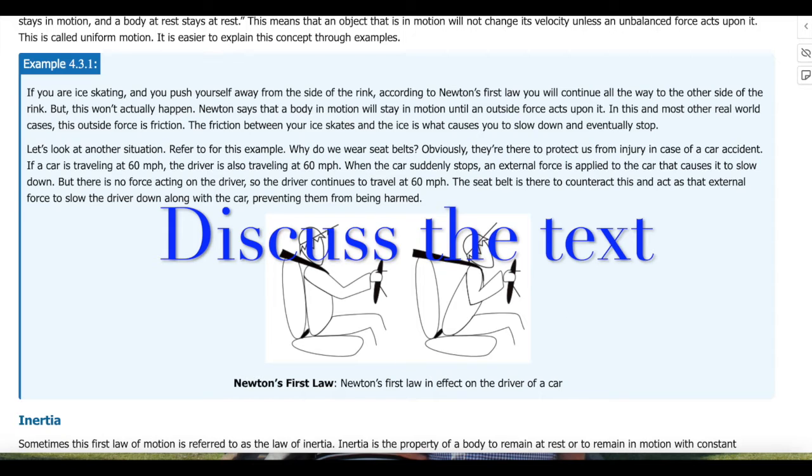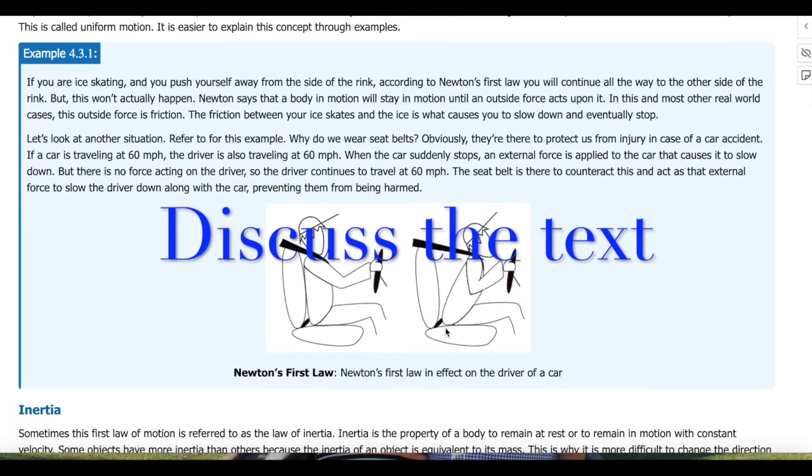Can anyone identify with that picture? That's right, we've all been in the car. When someone slams on the brakes, what happens? The car slows down, we move forward, right? And we're pushed up against that seatbelt. Probably a good idea that guy's wearing a seatbelt.